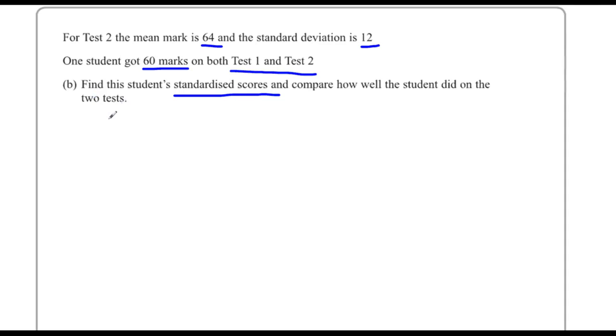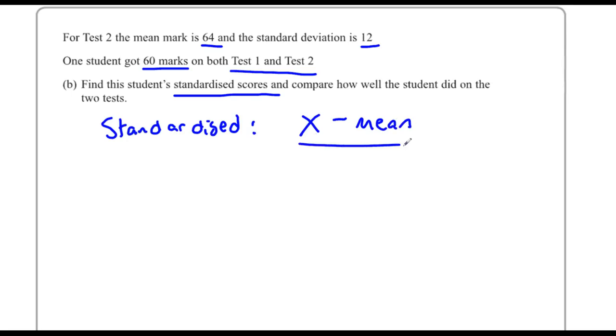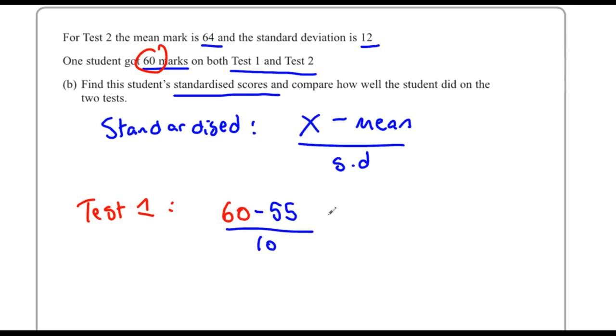Okay, so standardized score, what you have to do is you have to take your mark, which we'll call X, subtract the mean, and divide by the standard deviation, SD. So, we got 60 on both. So for test 1, it's going to be 60, take away the mean, and can you remember what we got for the mean? 55, divided by a standard deviation, which is 10, and you might be able to do that in your head. 0.5 is the standardized score.